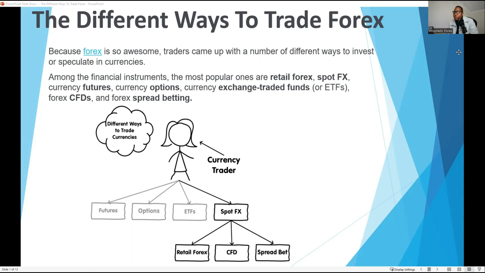So you've heard this word, ETFs. Some of you have signed up with brokers and didn't know exactly what you were signing up for. So I'm going to be teaching you that today.